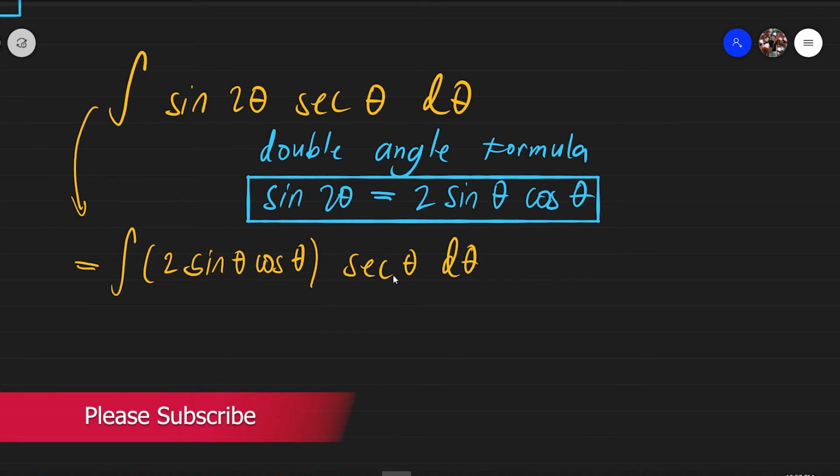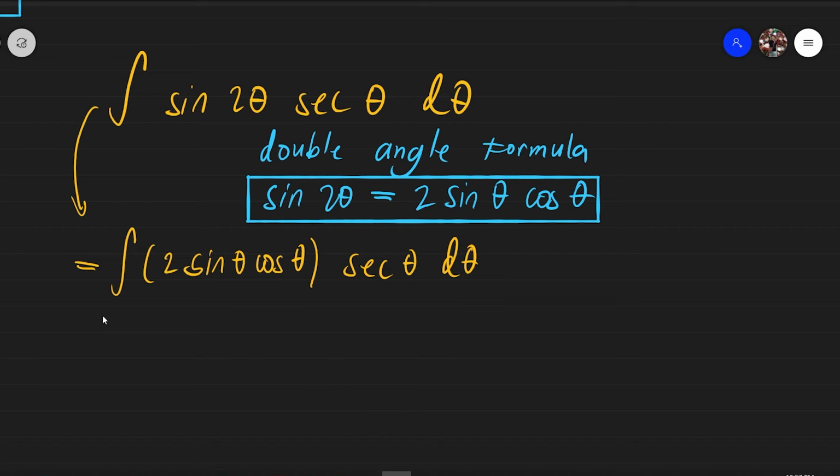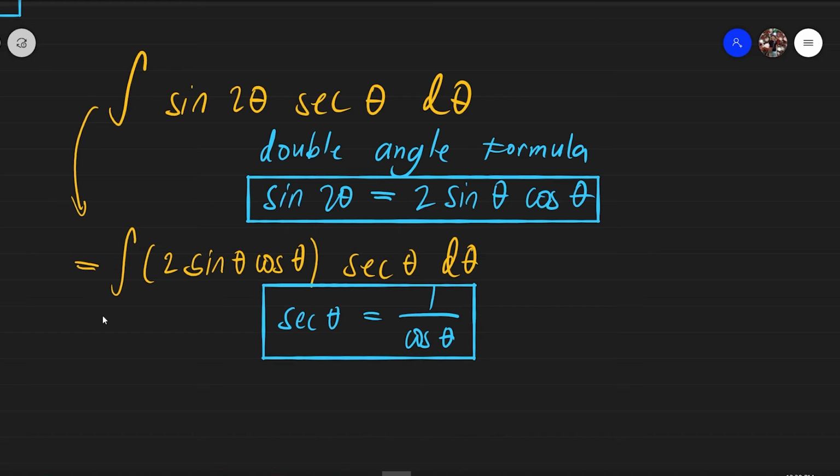Because your secant can be expressed in terms of cosine also, right? Another trigonometric identity is that secant theta is equal to 1 over cosine theta. This is another trigonometric identity. I hope you are familiar with this.